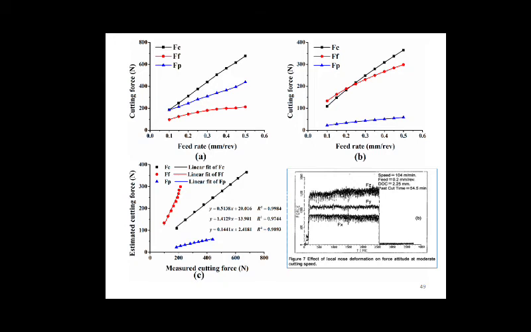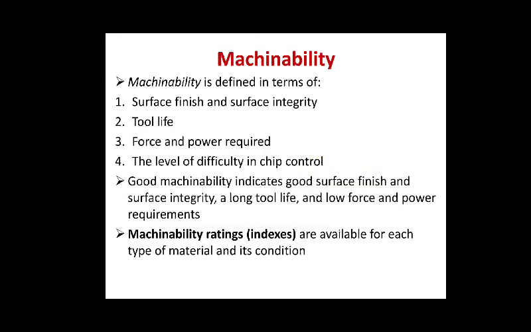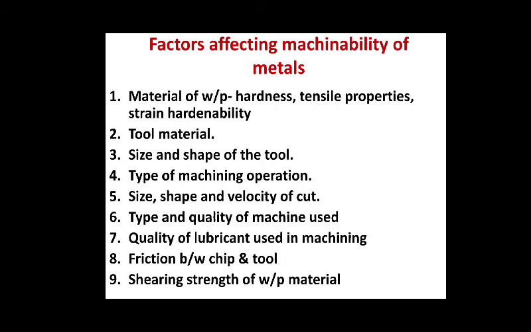Now next let us see the machinability. It is defined in terms of surface finish and surface integrity, tool life, force and power required, and the level of difficulty in chip control. So good machinability indicates good surface finish and surface integrity, a long tool life, and low force and power requirements. Machinability ratings are available for each type of material and its condition. So let us see the factors affecting machinability of metals.